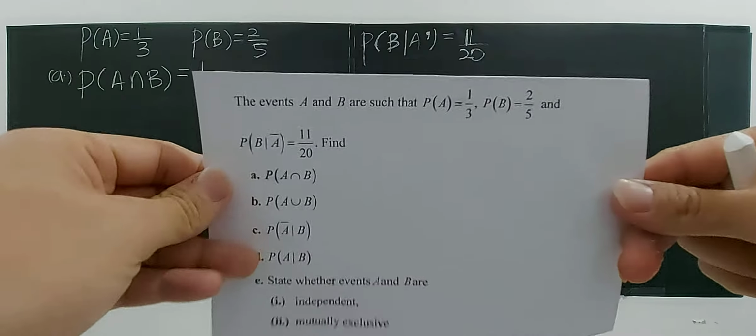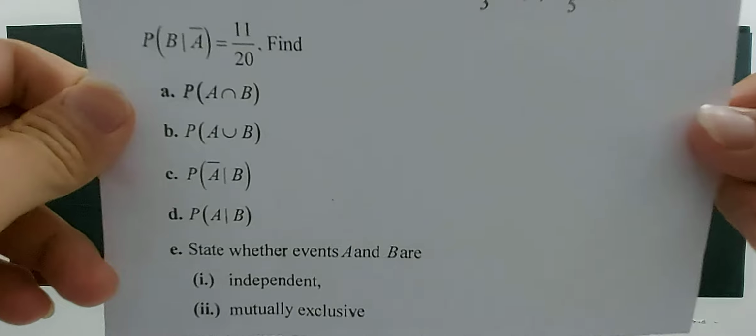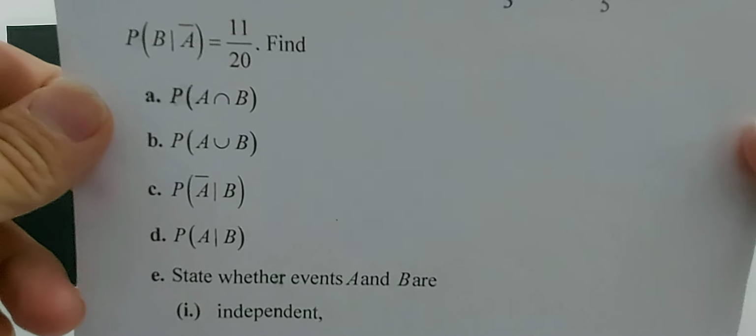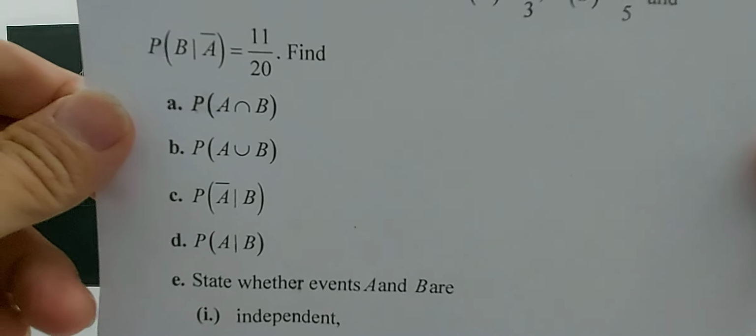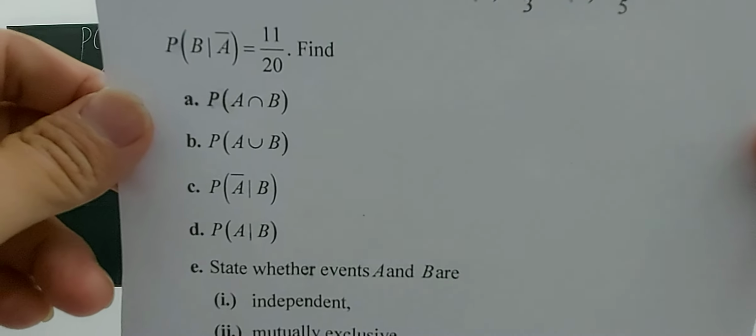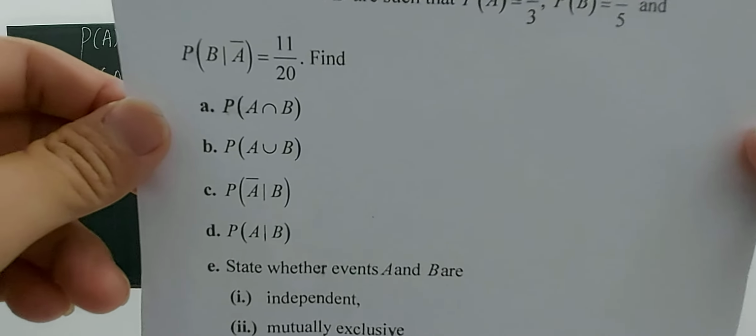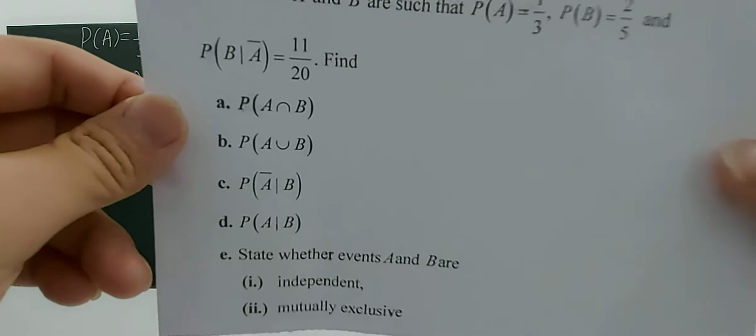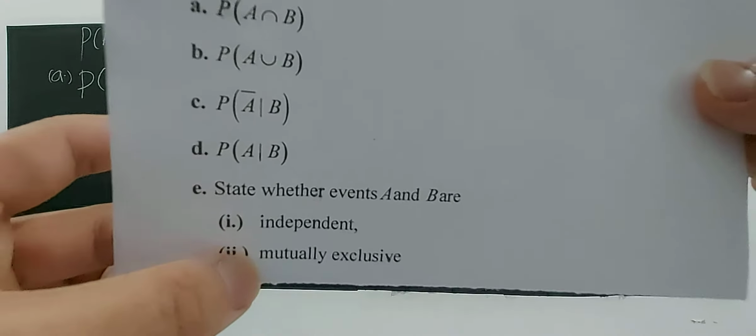Alright, let's continue with part B. Probability of A union B, right? You also have to understand the formula. You have to know the formula for A union B. At first, is this case mutually exclusive? I can actually know how to answer this question.